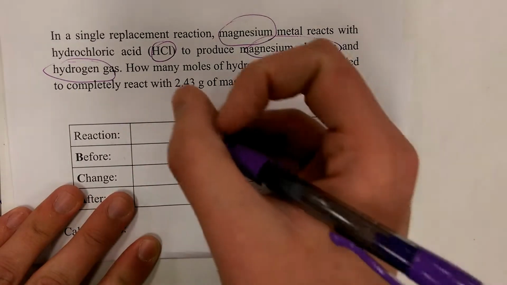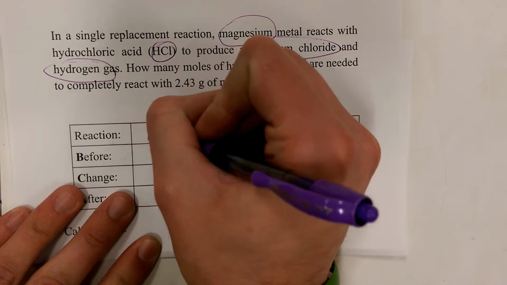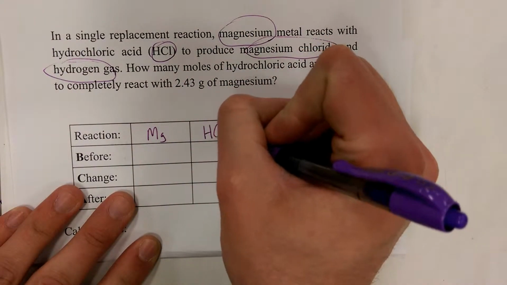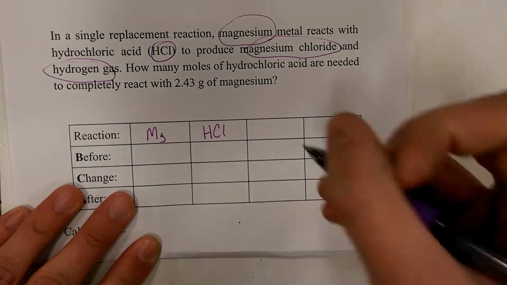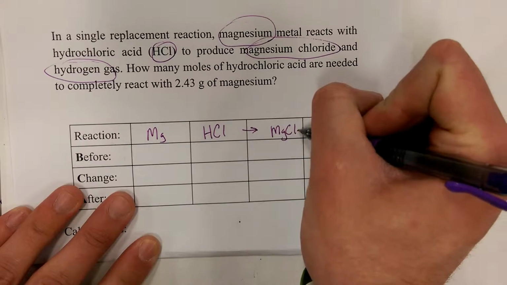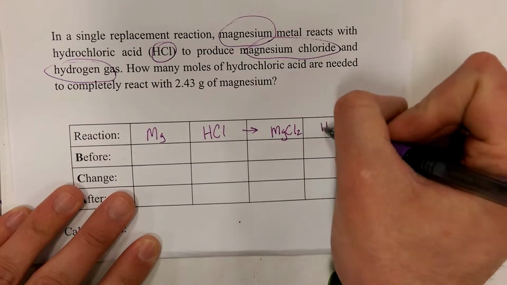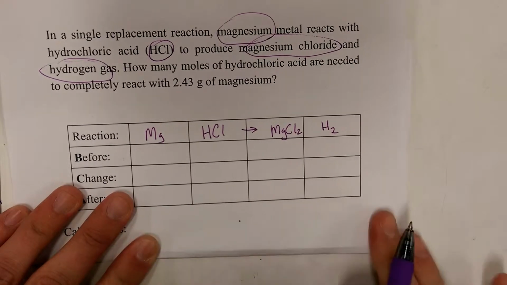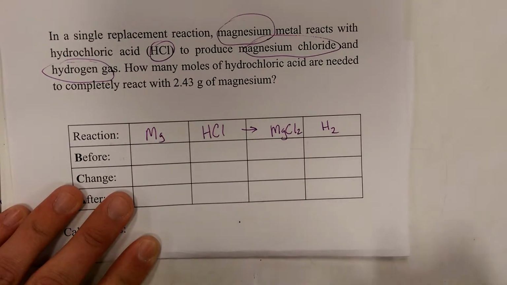down here. So if we're looking at it, we said, okay, we have magnesium, and it's reacting with hydrochloric acid, and we're going to form magnesium chloride and hydrogen gas. Keeping in mind that hydrogen gas is one of our diatomic 7, so it should show up as H2. Next thing I want to do is make sure my reaction is balanced.